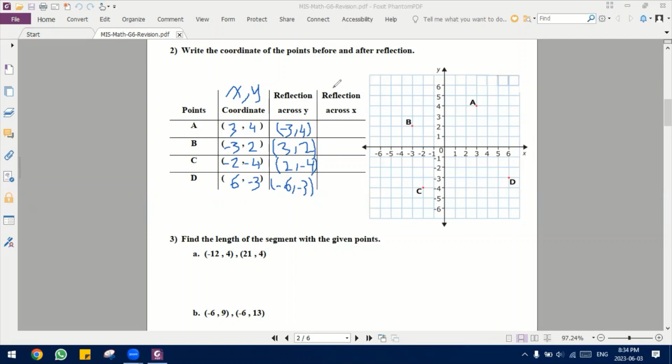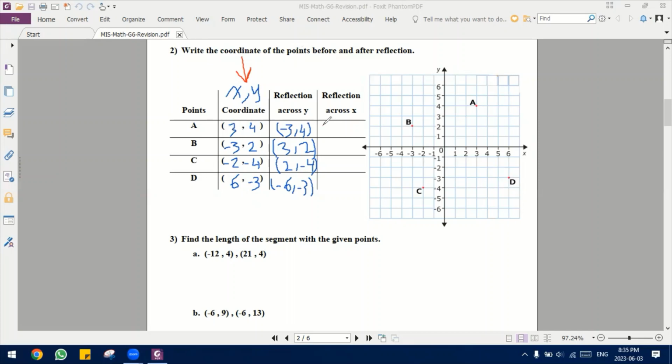Now here, the same story. We have reflection across the x-axis. So which one would I change? The y value. So we need to change it, but we take the points from here. So you consider the original points, okay? You consider this column here. Now reflection across the x-axis, I need to change the y value.